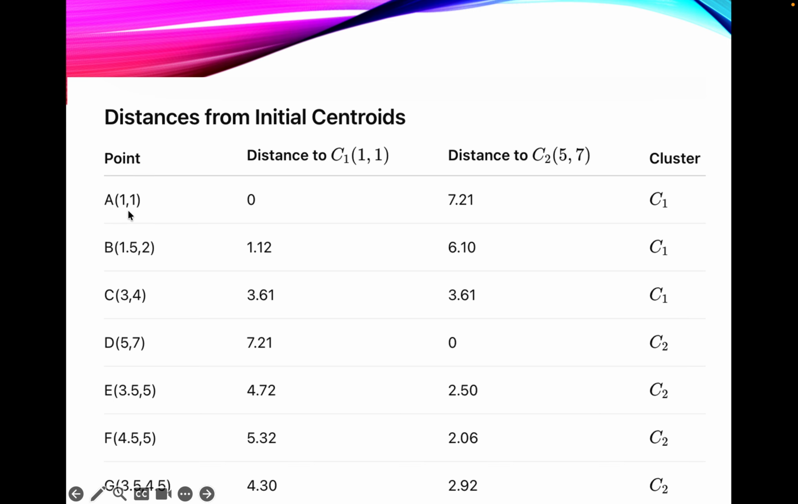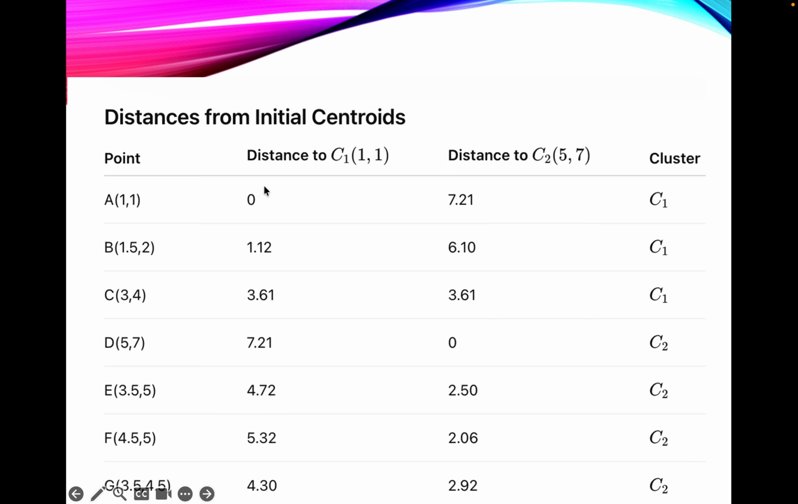Okay, so here when you calculate the distance between A and A, it will be automatically 0, and the next point A with the D, that is (5 minus 1) the whole square and (7 minus 1) the whole square, that is 4 square plus 6 square, 16 plus 36. So the root of that value you will get is 7.21. So like that you have to find the distance between the given data points, 1.5 minus 1, 2 minus 1, like that. You have to find the distance for each and every value, and in that, you have to find out which is the nearby distance.